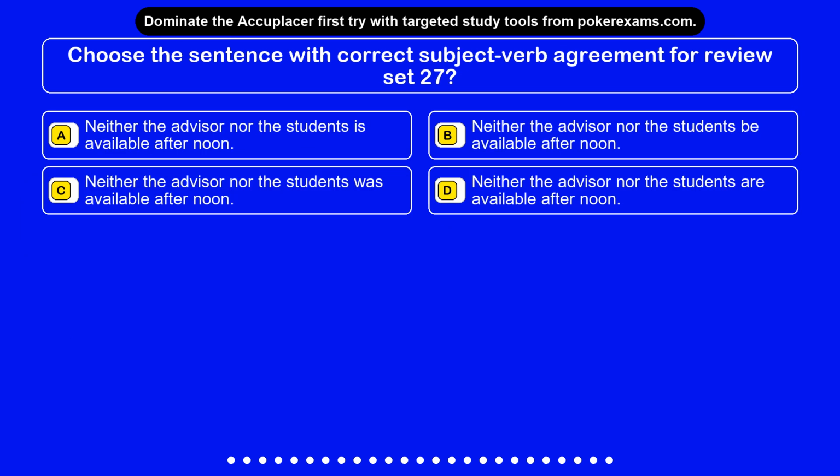Question 18. Choose the sentence with correct subject-verb agreement for review set 27. Option A. Neither the advisor nor the students is available afternoon. Option B. Neither the advisor nor the students be available afternoon. Option C. Neither the advisor nor the students was available afternoon. Option D. Neither the advisor nor the students are available afternoon.